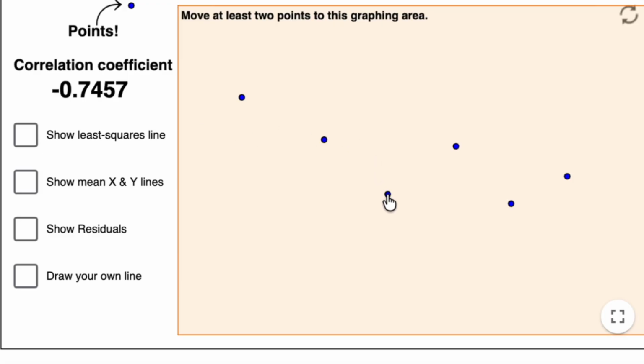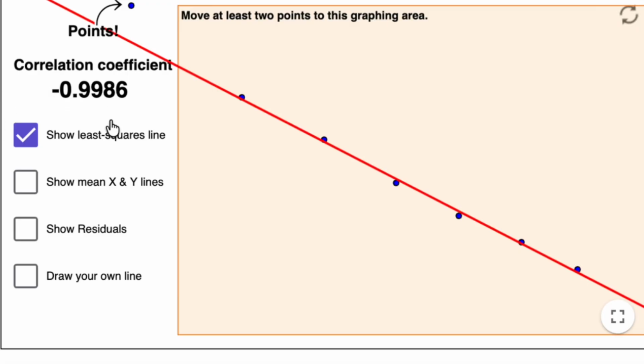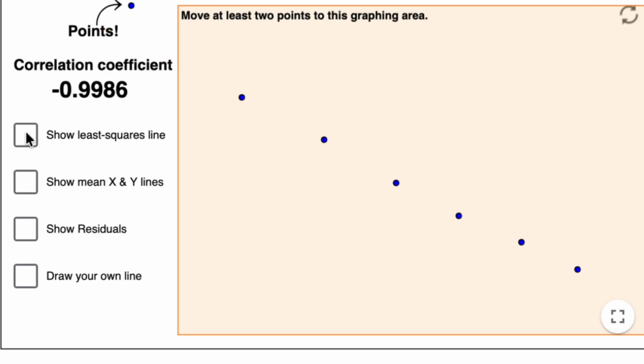I do want to show you as well that if you check that, we're going to look now at the steepness of this. So here we have a very, very strong negative correlation. It's negative, it's very close to 1, and you can see they're very close to that line. If I take and make the line much steeper, notice that my correlation doesn't actually really change.